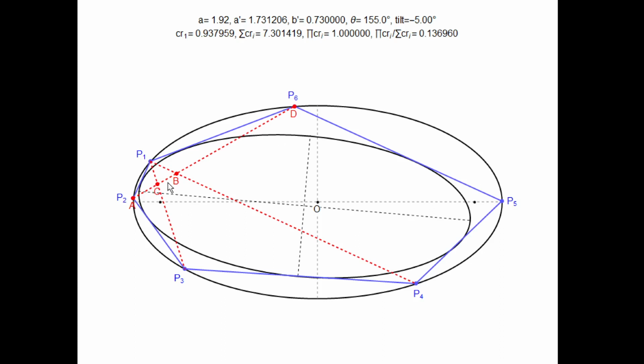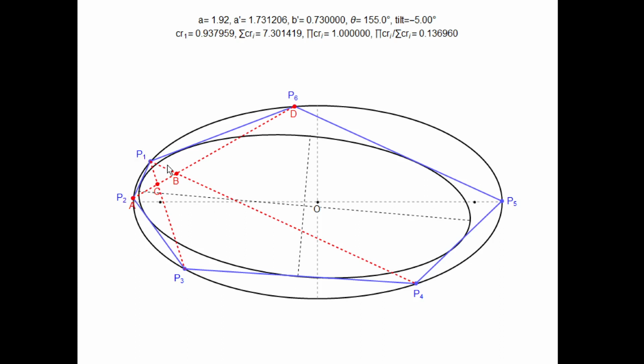And I'm going to compute, in the usual sense, the cross ratio of these 4 points, and I'm going to report it here. You guys can see that this number is 0.937959. And now I can actually repeat this computation by moving my base vertex to P2.